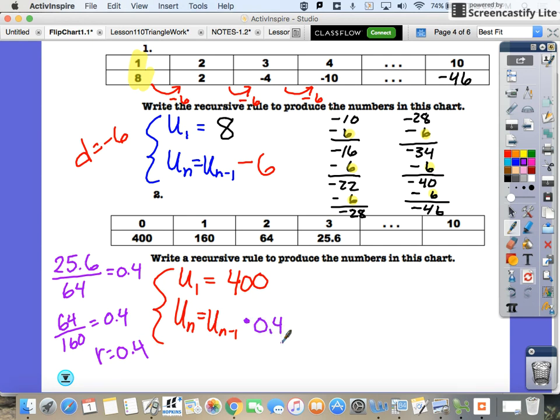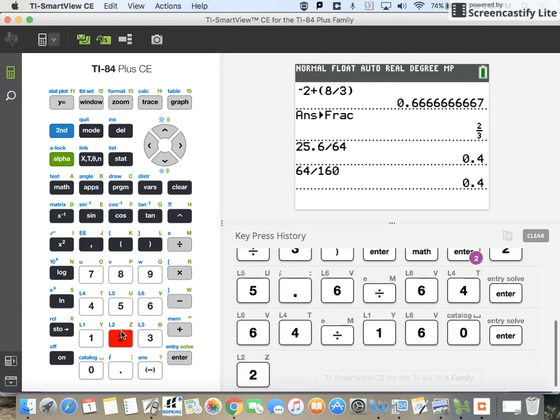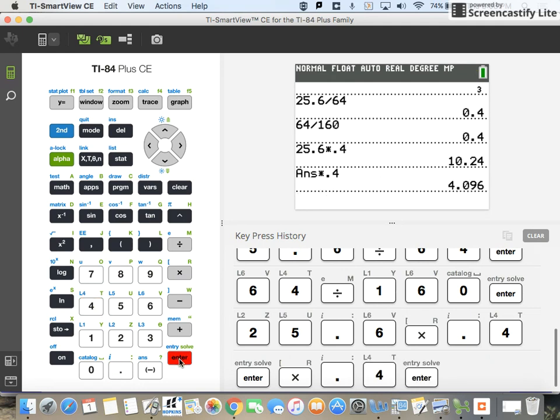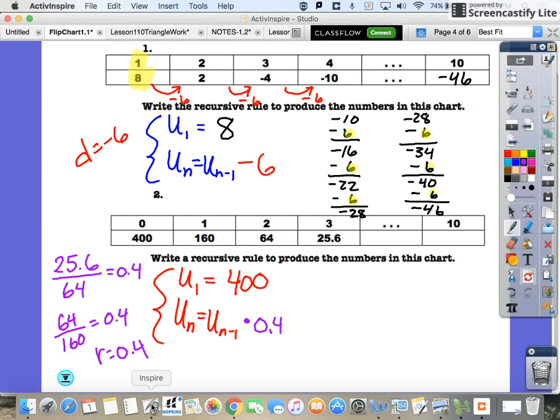And then if we wanted to find the 10th, we would just take 25.6 times 0.4. That's the 4th term, 5th term, 6, 7, 8, 9, 10, 0.042.